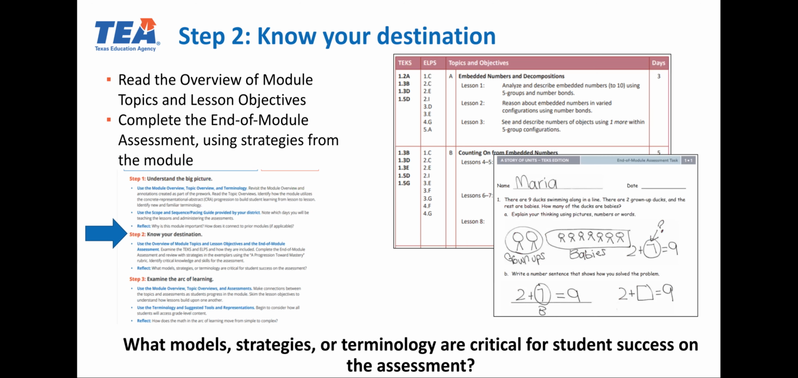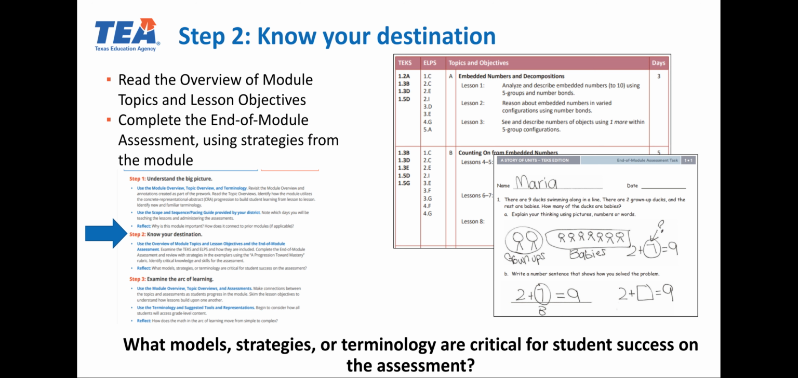All right, we don't have time to go through the entire process together. So we're going to shift to discussing steps 2 and 3. So step 2 is all about knowing where you're going so that all of your instructional decisions can get you to that goal. So in this step, you'll read the overview of module topics, lesson objectives as shown on the slide, and complete the end of module assessment.